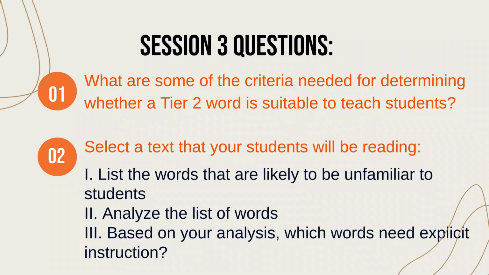So let's reflect on a couple things. What are some of the criteria needed for determining whether or not a tier 2 word is suitable to teach students? And select one of the texts that you know that your students will be reading. And I want you to look over that text like we did in our practice, and I want you to find the words that you think students will likely be unfamiliar with or that are not in their tier 1 vocabulary already. I want you to analyze those words, and I want you to pick out which ones you think would be the most beneficial to provide explicit instruction over.